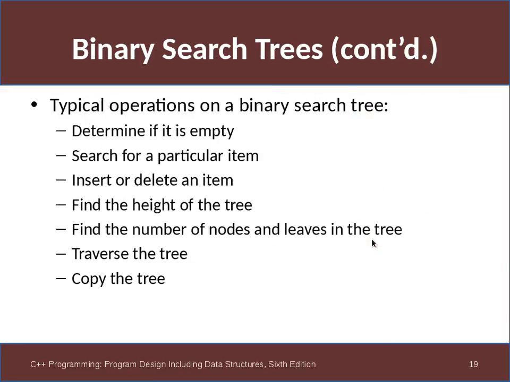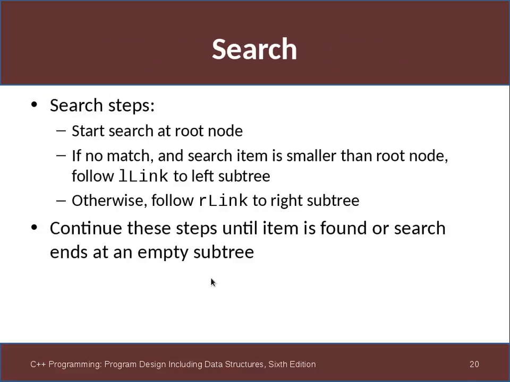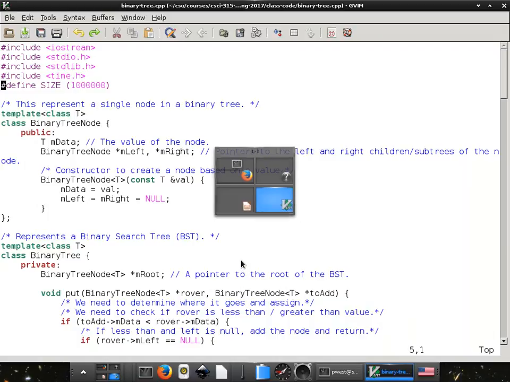So we already defined a binary search tree. The picture actually makes more sense. We went ahead and said a binary search tree can be empty. You can search for an item, insert or delete, find the height, find the number of nodes and leaves in the tree, traverse the tree and copy the tree. So we talked about searching. How do we search in a binary search tree? By searching. What type of function did we use? Recursive, right. So let's jump over and look at the code that we used.